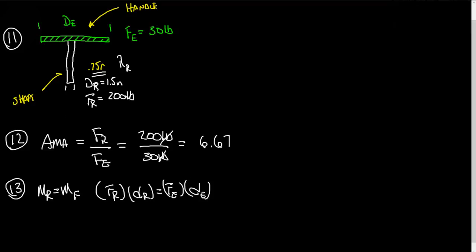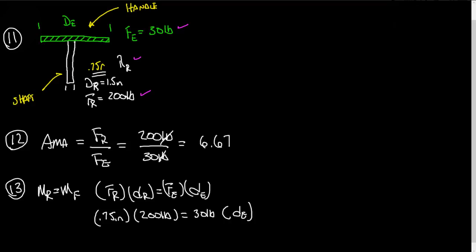Let's see what we know. We know that my distance of resistance is 0.75. We know that my force of effort is 30 pounds and my force of resistance is 200. It looks like we have enough information to solve it. So 0.75 inches, distance of resistance, times my force of resistance, 200 pounds, equals my force of effort, 30 pounds, times my distance of effort. And I'll solve for my distance of effort.